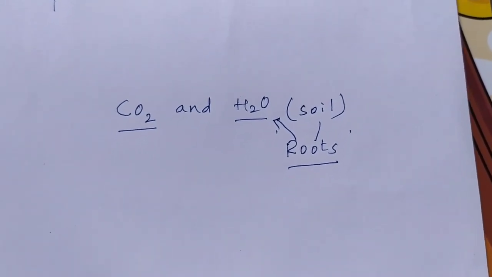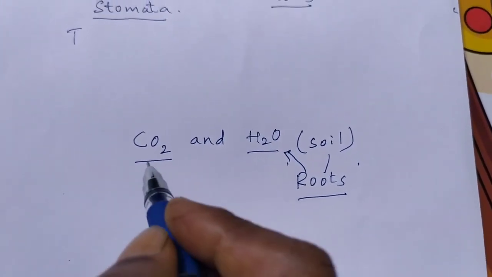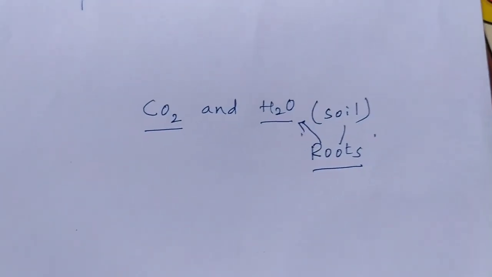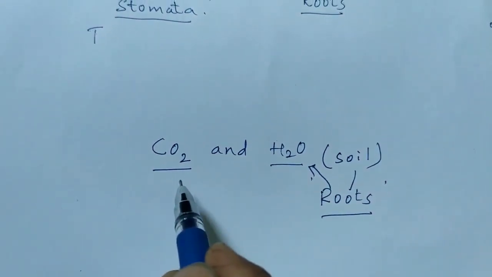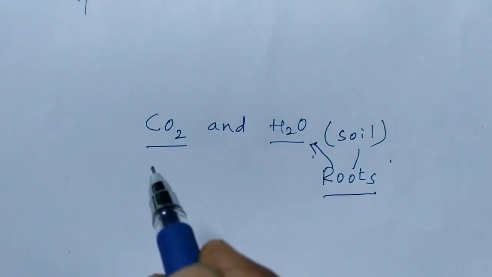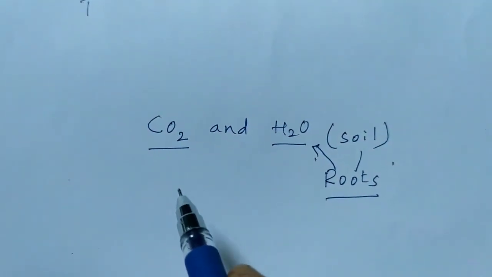And provides to the plant. What about the carbon dioxide? How does a plant get carbon dioxide? Carbon dioxide is a component of air. So the plant gets carbon dioxide from the atmosphere.